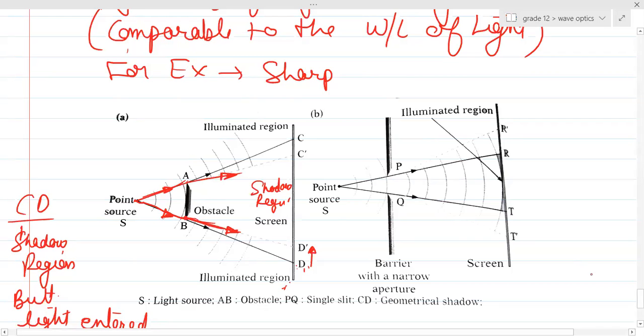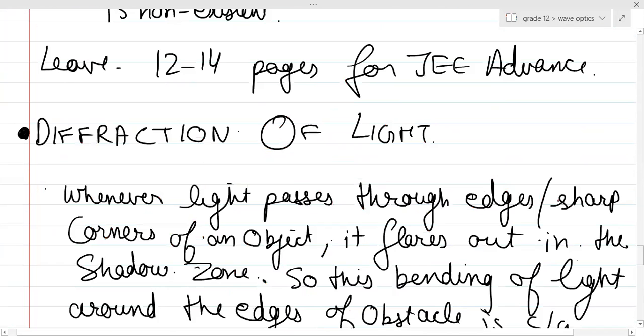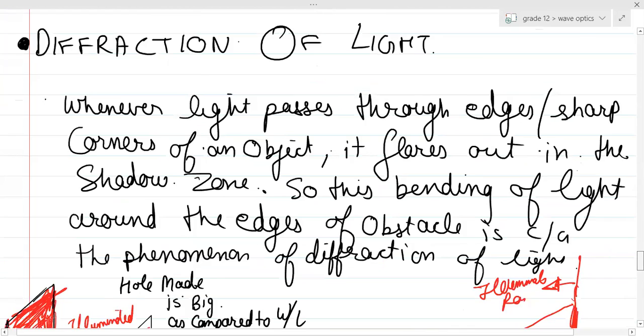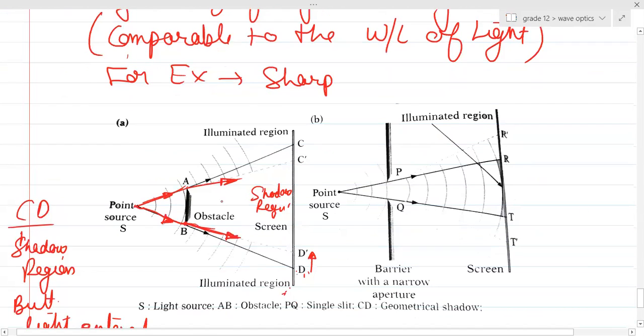Guys, understood? The definition says that whenever light passes through the edges or the sharp corners of an object, it flares out into the shadow zone. So basically light bends into the shadow zone when it passes around the edge of an obstacle. Can you see? It bent into the shadow region.